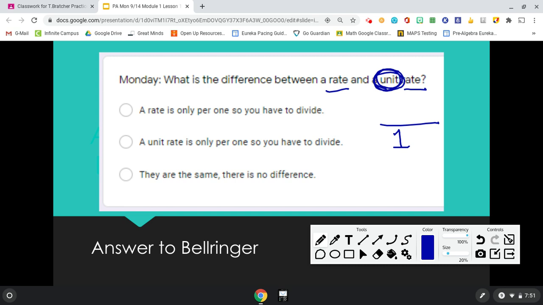That's not right. Wrong one. A unit rate is only per one. Think of that word unit. So you should have checked the second one for your answer for the bell ringer today. So very close, but they are not the exact same. That unit rate has to have a denominator of 1.